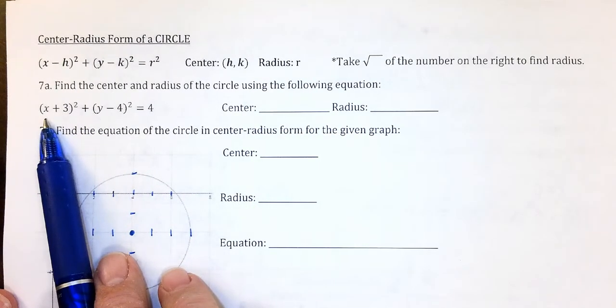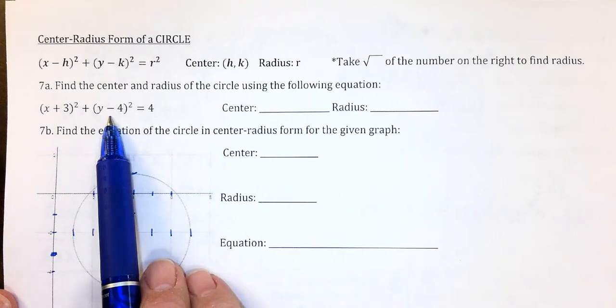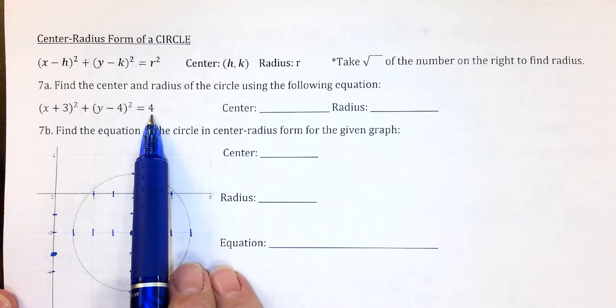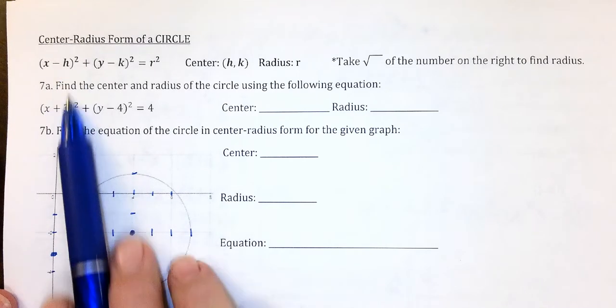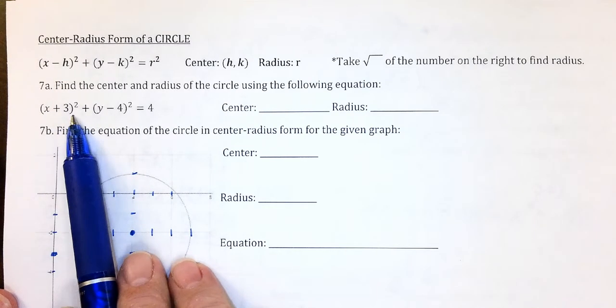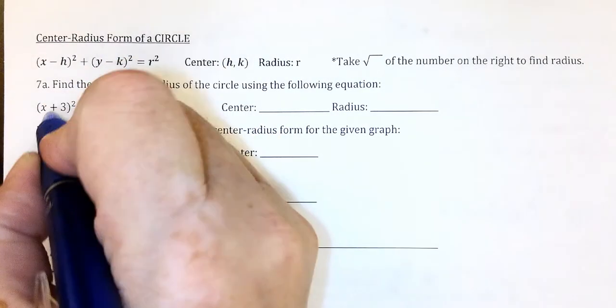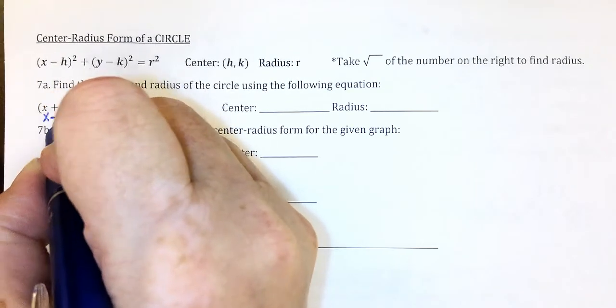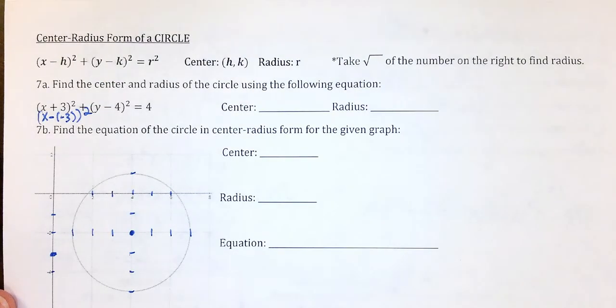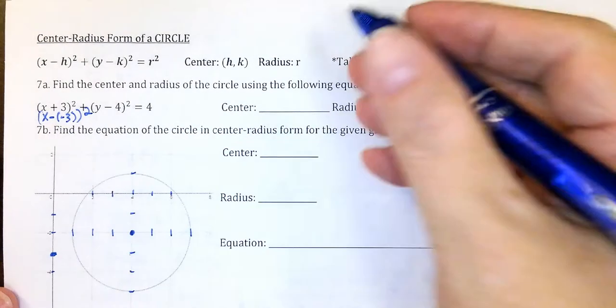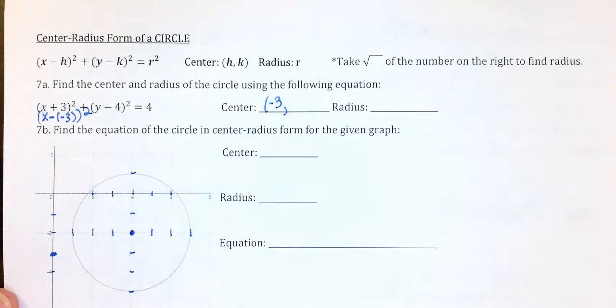So this is x plus 3 squared plus y minus 4 squared equals 4. The center is h, k. So notice that we have negative h here and a positive 3 here. In order to make this work, we need to rewrite this as x minus negative 3 all squared. We can think of it that way. So what is h in this problem? Well, h in this problem is negative 3. So our x value of our center is negative 3.